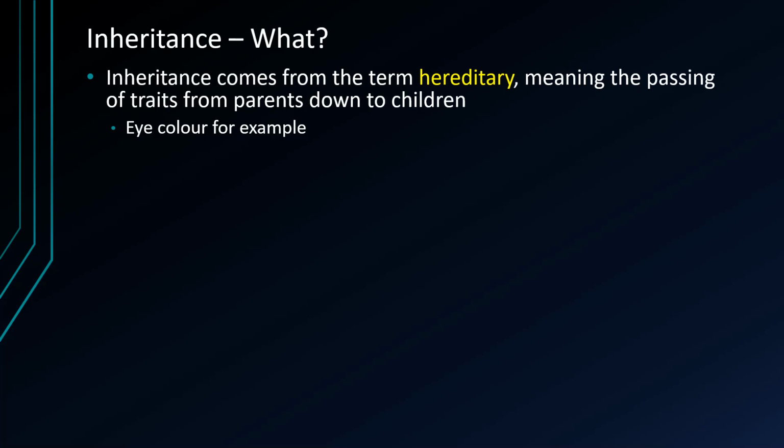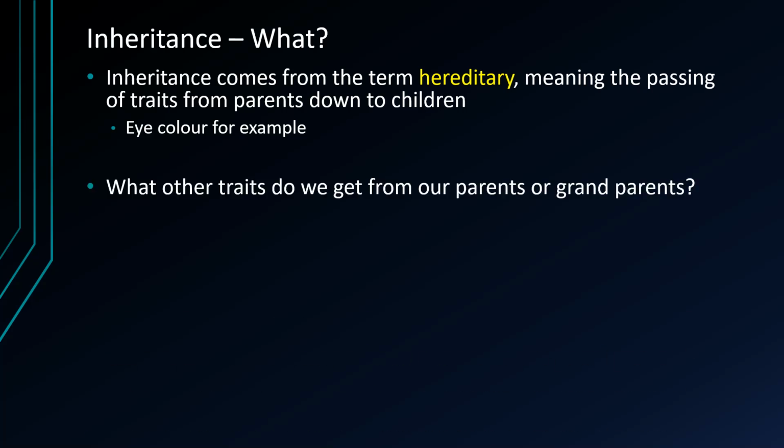Inheritance comes from the term hereditary, meaning the passing of traits from parents down to children. Now, we're not talking about inheritance in terms of like, ooh, I inherited some money. That's not the goal here. Today, we're talking about more of the biology sense, meaning the physical traits that you inherit from your parents. Things like your eye color, for example. And that's great. Can you think of any other traits that we get from our parents or grandparents even?